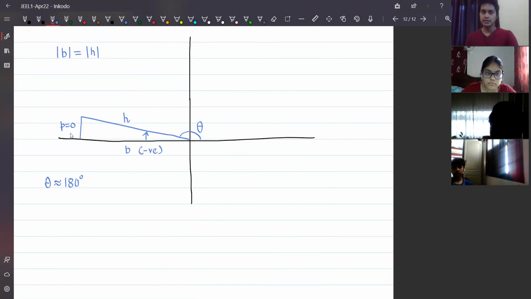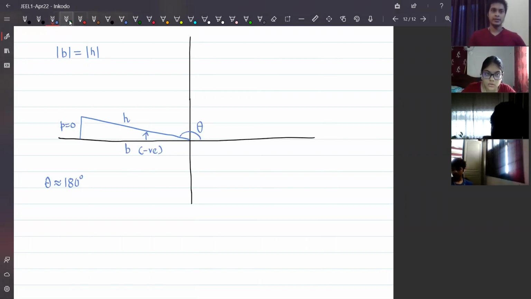This part I hope is clear. Because theta is 180, this line will be horizontal. And that's why perpendicular is 0. Hypotenuse is equal to base. The modulus of hypotenuse and base is equal. But base is negative.